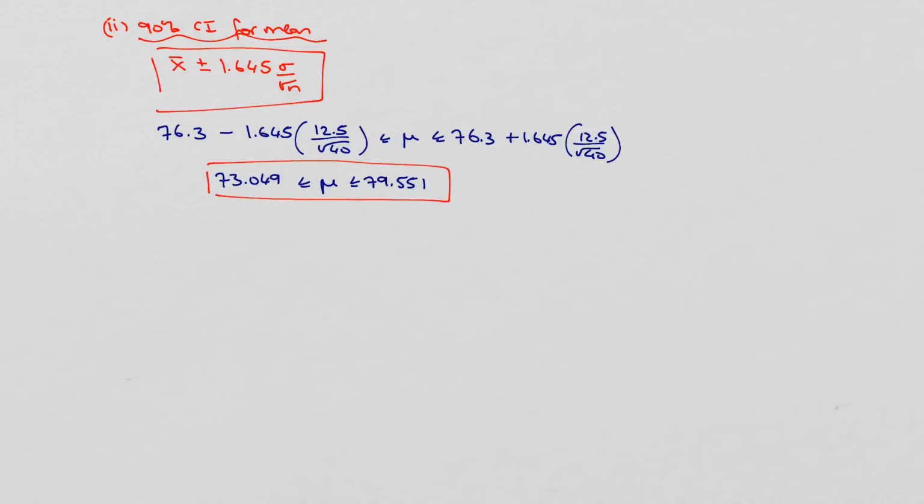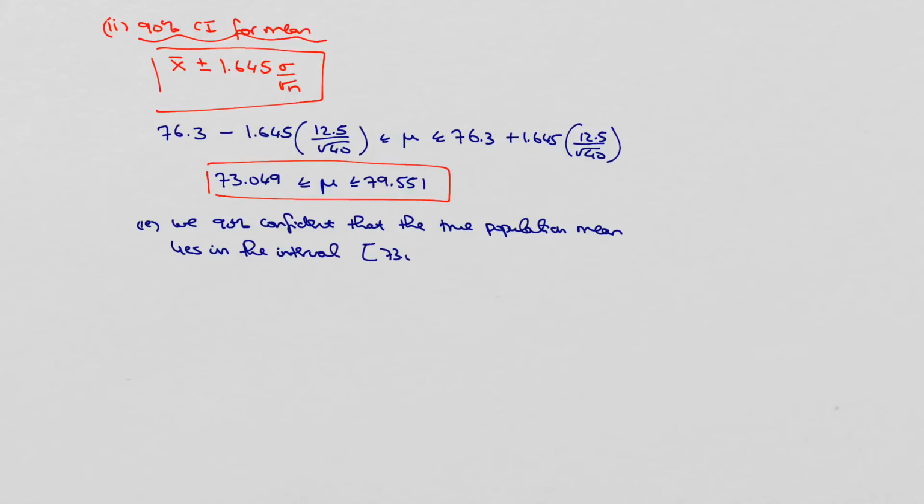Okay, so we have a different confidence interval here. So in other words, we are 90% confident that the true population mean lies in the interval of 73.049 beats per minute to 79.551 beats per minute.